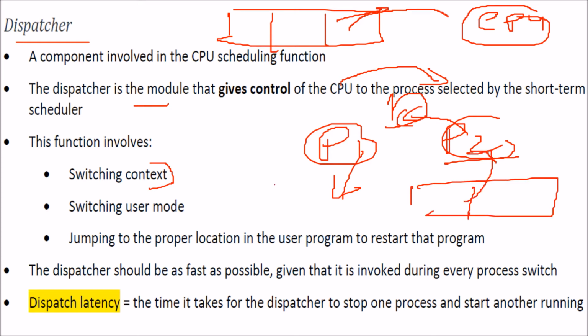So the dispatcher has to be as fast as possible, because the dispatcher is invoked for every process. As we said, the long-term scheduler has low frequency, the short-term scheduler has very high frequency, but the dispatcher, along with being high frequency, has to have very low latency. That is the dispatch latency, the time it takes for the dispatcher to stop one process and start another running. We want it to be as minimum as possible.